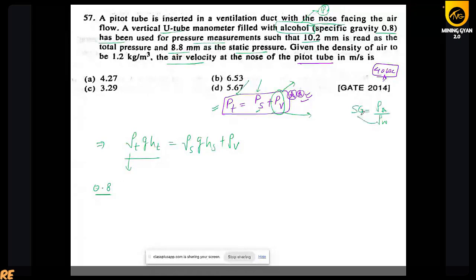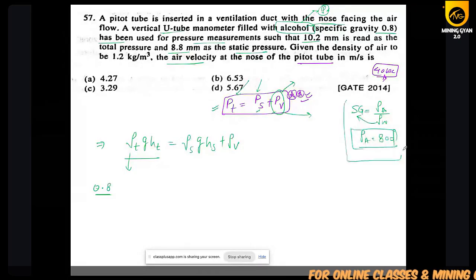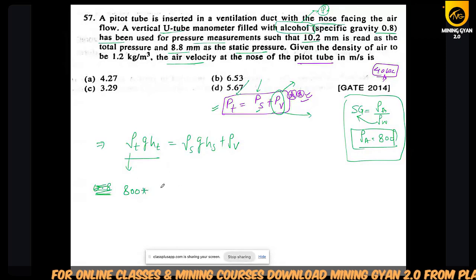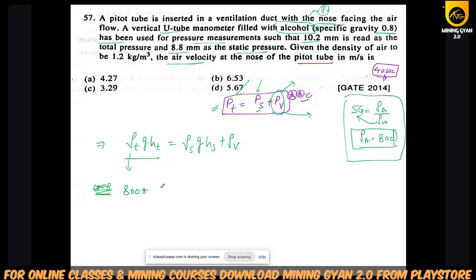If you multiply 1000 with the specific gravity, the alcohol density comes out. We have seen such questions many times, why 800 came and why we multiplied with 1000. So 800 multiplied by g value, which you know, and h value, which you know. What is the h value for the total, 10.2 mm?